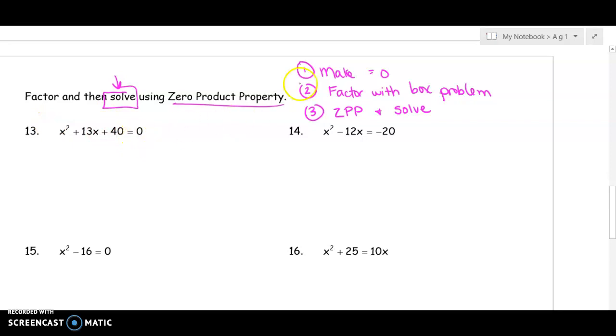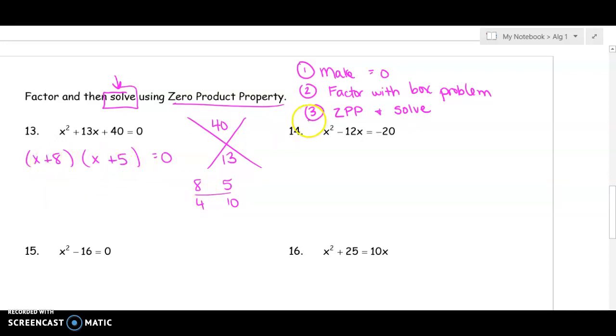So let's look at number 13. Notice it's already equal to 0. Check. Factor with a box problem. Okay, so it's got to multiply to be the last number, 40, and add to be the middle number. And again, make sure it's in descending order so that you have the right numbers. It's got to multiply to be 40, add to be 13. So like 8 times 5, 4 times 10. The numbers that are going to add up to 13, though, are 8 and 5. So we're going to make two sets of parentheses. This time it's equal to 0. X goes in the front of both. It's a +8, so +8, and a +5, so +5.